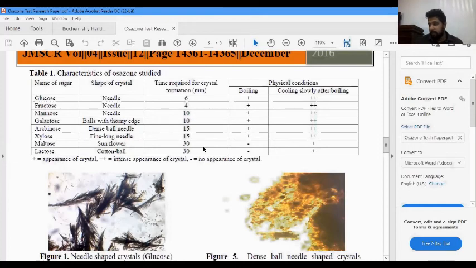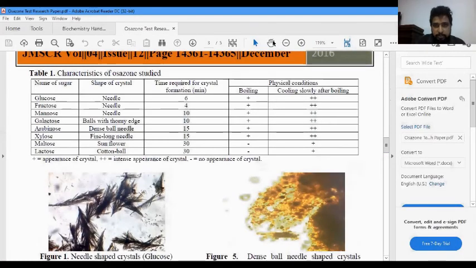But it's actually not a big deal. You just have to be patient and wait, and you can manage other things. Just remember the crystalline structures. Glucose and fructose give a needle shape, and lactose gives a powdery cluster shape.